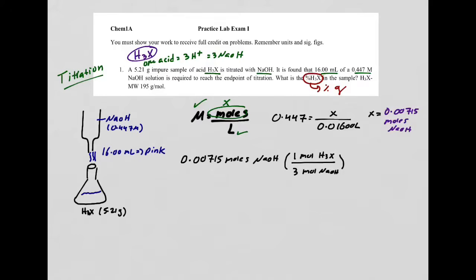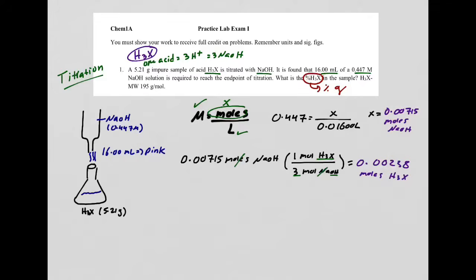I want to go over this one more time to make sure you're really, really clear on this, because one acid has 3 hydrogens, so I would need 3 NaOH to cancel out those 3 H pluses. Alright, so the moles of NaOH cancels out. I end up with moles of the acid, and the moles of the acid would be 0.00238 moles of H3X. Okay?